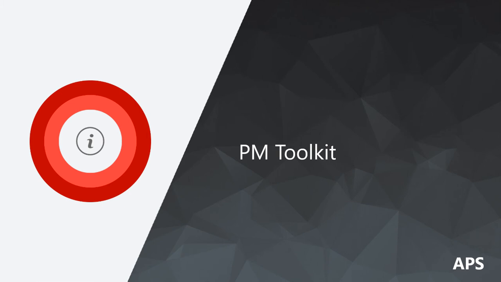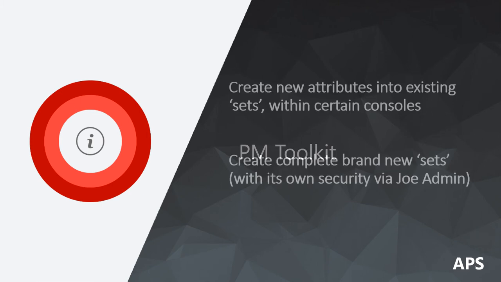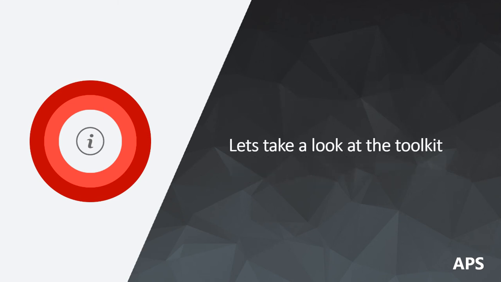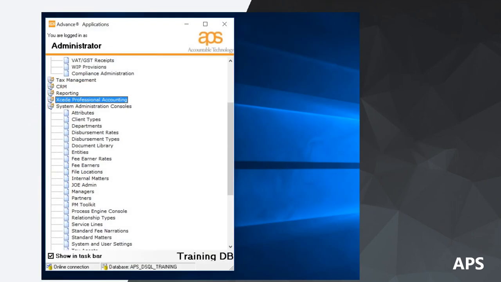The PM Toolkit is a new tool we've created and incorporated into the latest release of Practice Management. The toolkit allows you to create new attributes into existing sets within certain consoles, as well as create completely brand new sets. Any new sets you create will have their own security via Joe Admin, allowing you to control who can view and maintain the attributes within the set. Let's take a look at the toolkit.